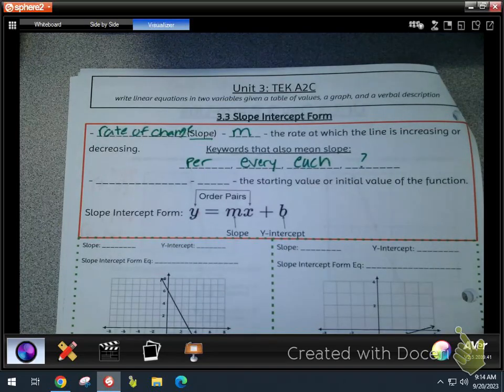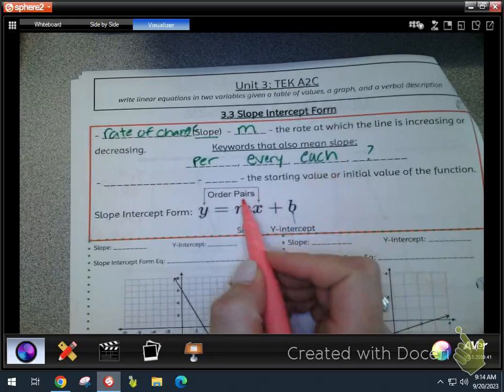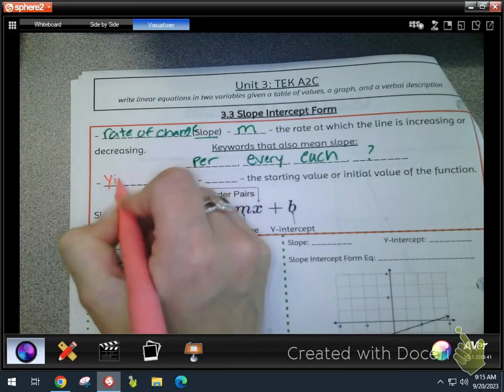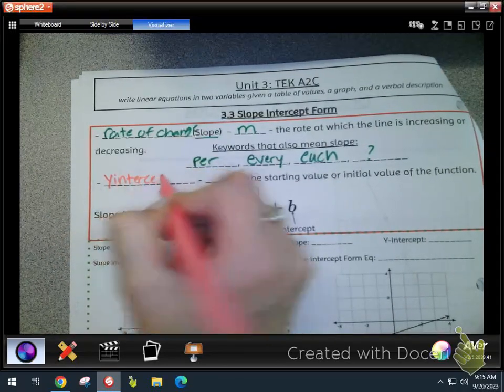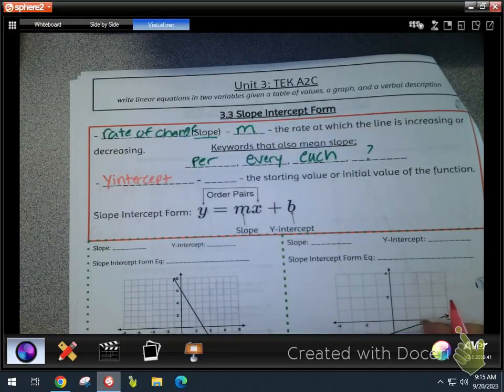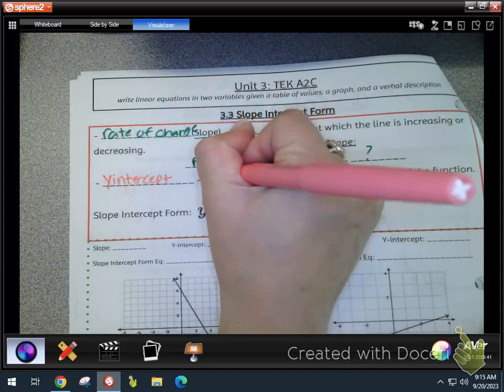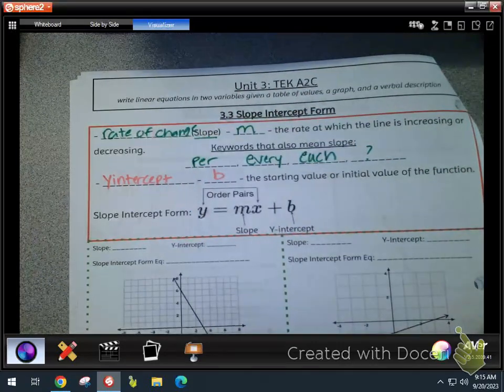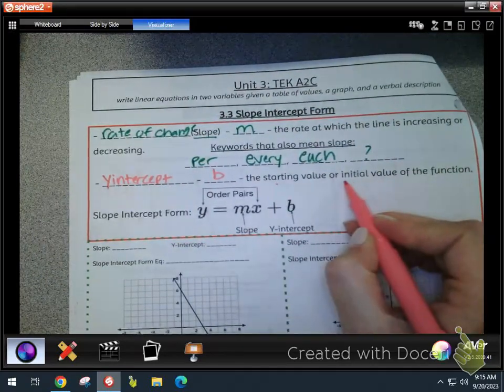Each bag of chips costs $2. So that's kind of the giveaway that the number that's coming up is going to be my slope. And slope is a number, okay? The other vocab word we talked about last time was the y-intercept. The letter that they call the y-intercept is B. And it's the starting value or the initial value.